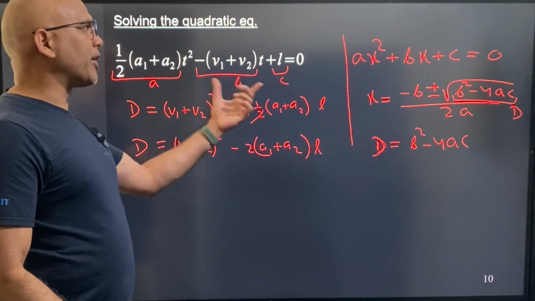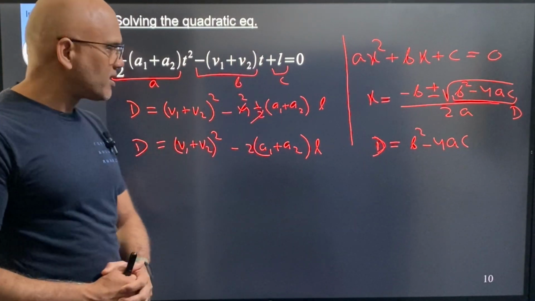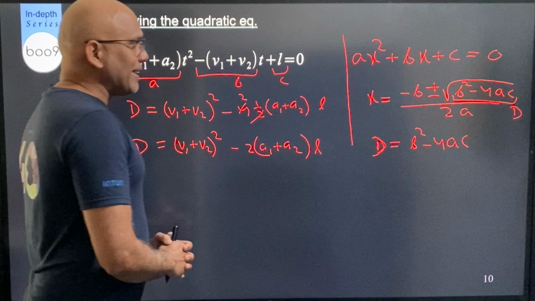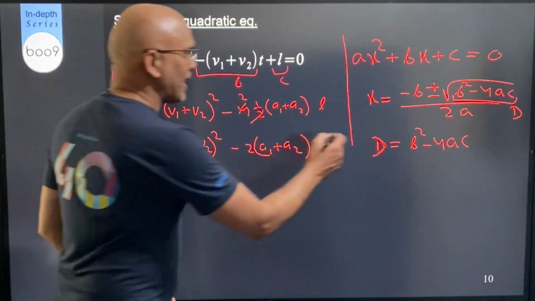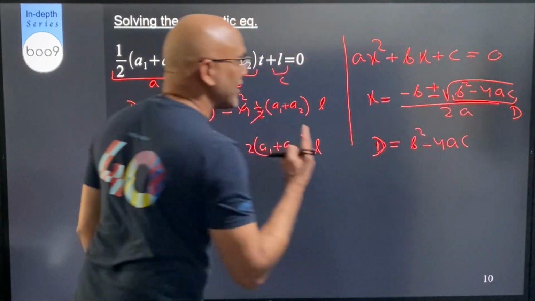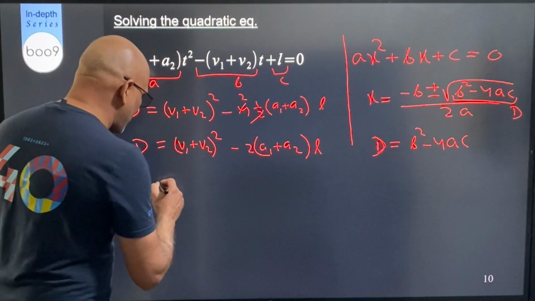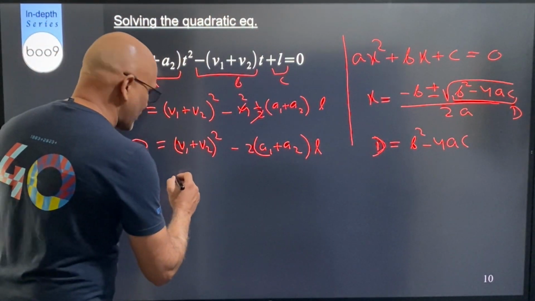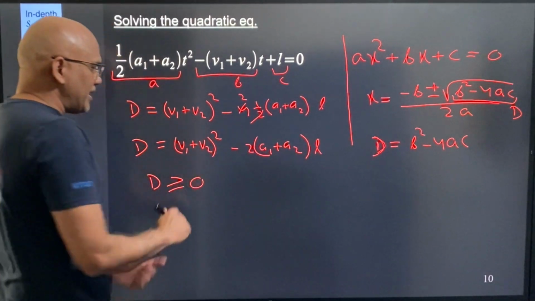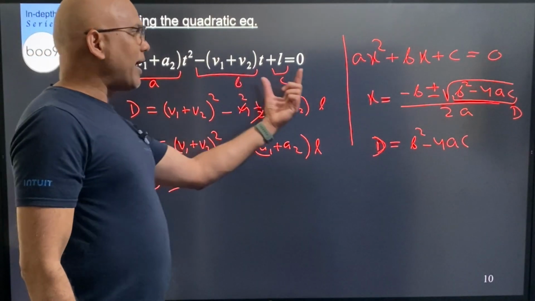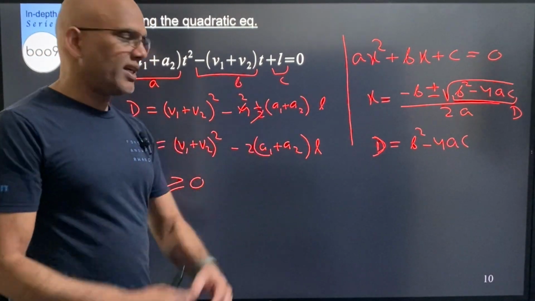So this is a quadratic equation, so maximum they can meet two times. And for them to at least meet, we know that the discriminant has to be greater than or equal to 0. So let me try to do that. So D has to be greater than or equal to 0. This is the condition for the particles to at least meet, right?